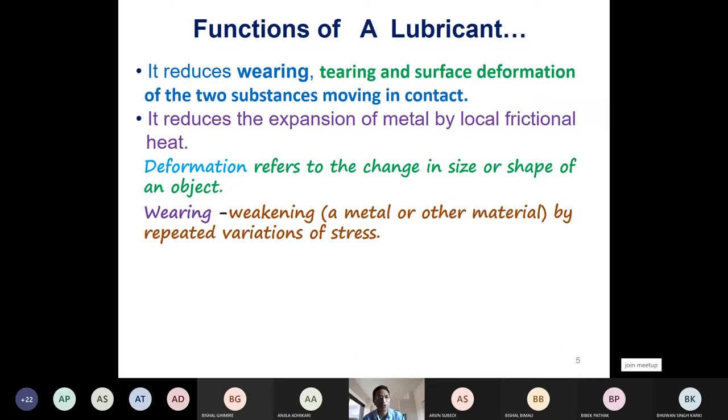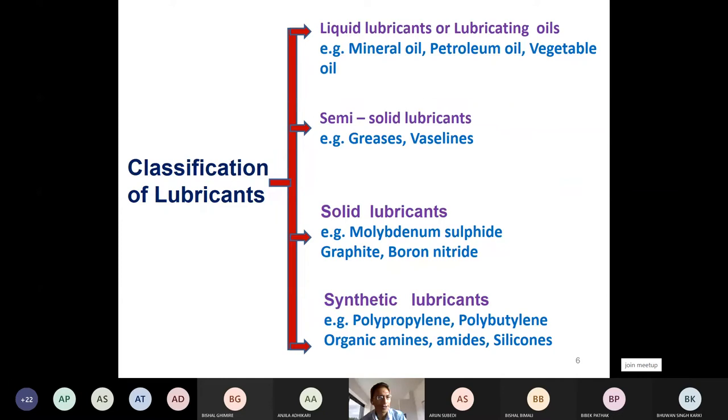And types of lubricant. Lubricants are of different types. Number one, liquid lubricant, also called lubricating oil, that includes mineral oil, petroleum oil, vegetable oil, and semi-solid lubricant that includes greases, Vaseline. Solid lubricants, not familiar to you, include molybdenum sulfide, graphite, and boron nitride. And synthetic lubricant that includes polypropylene, polybutylene, organic amine, amides, and silicon. Now one by one in detail.